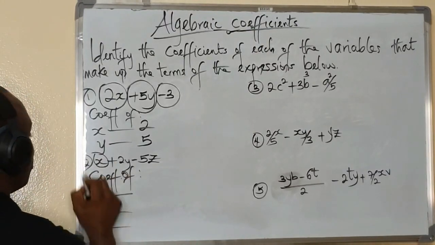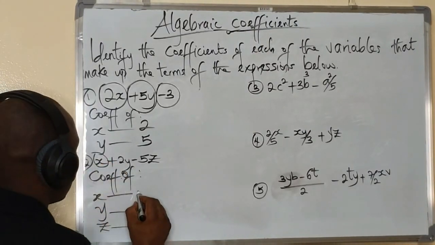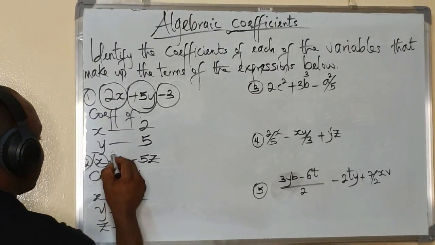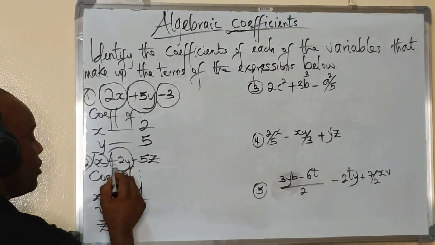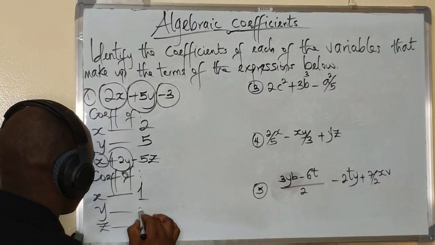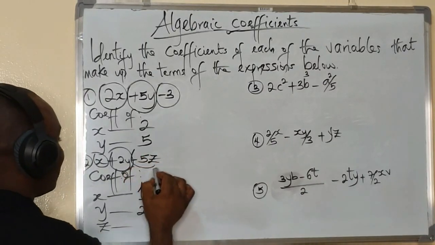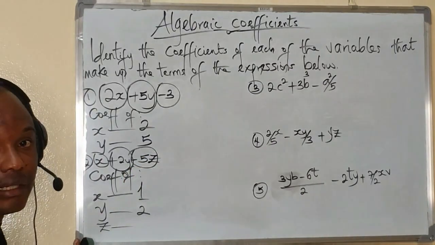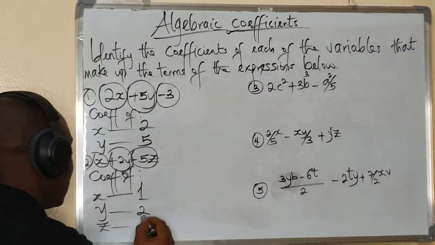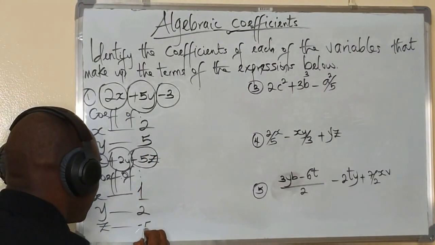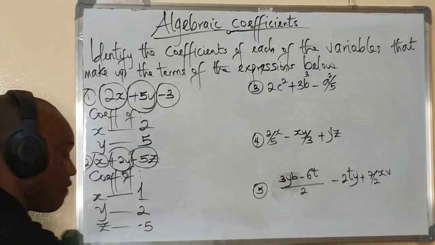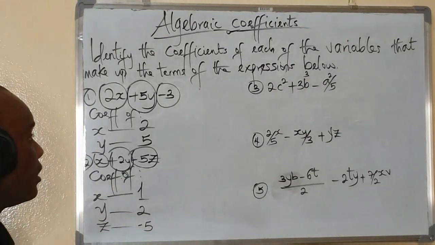The first term here is just 1x. Therefore, the coefficient of x is 1. The next term we have here is 2y. It's positive. Therefore, the coefficient of y is 2. And the next term we have is negative 5z. Therefore, the coefficient of z is negative 5. Take note of the sign, negative 5, not just 5.